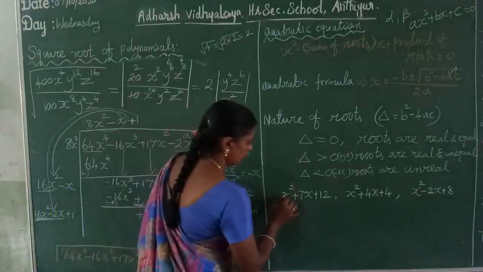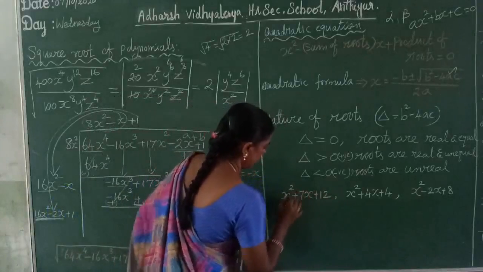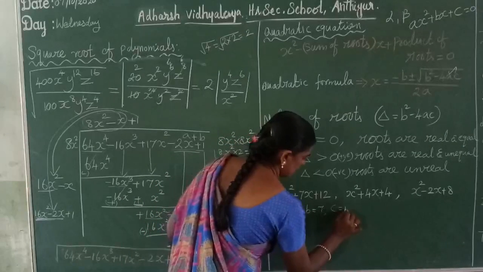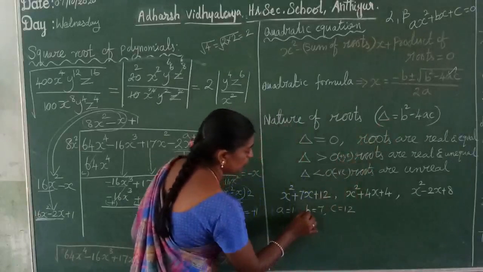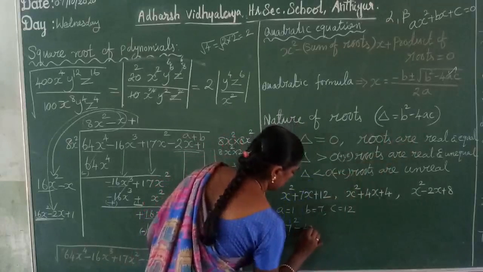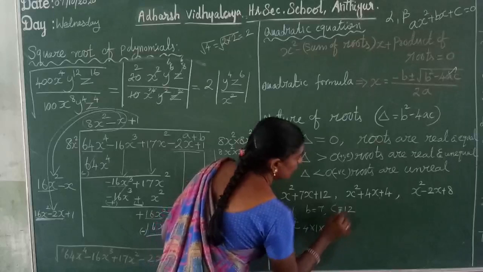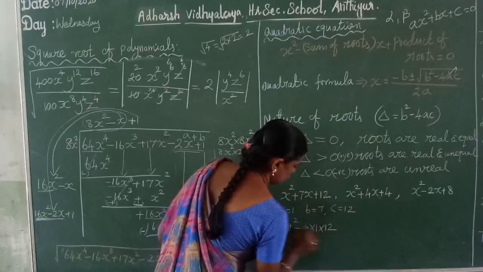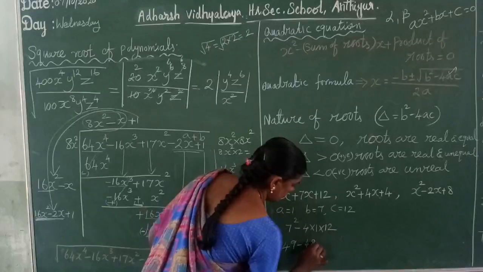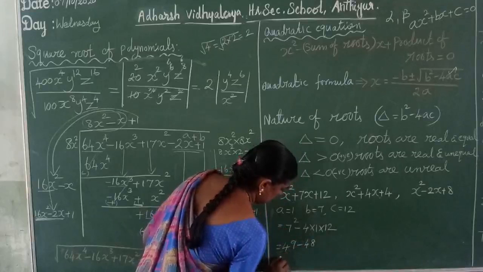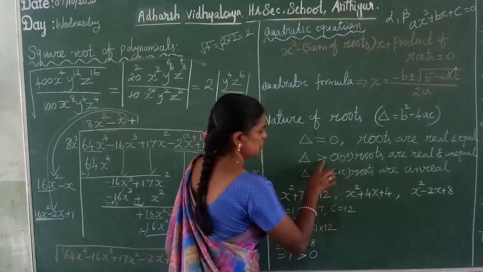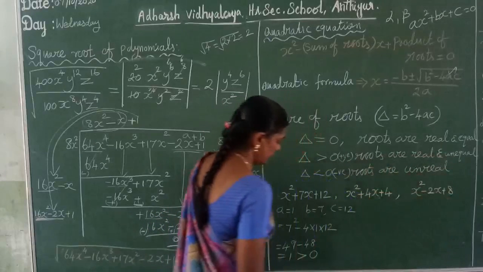So for example, x square plus 7x plus 12. Here a is 1, b is 7, c is 12. Substitute in the discriminant: b square, 7 square, minus 4 into a value 1, c value 12. 7 square, answer 49, minus 4 into 12 is 48. So what is the answer? Plus 1, that is greater than 0. Greater than 0 means the roots are real and unequal.